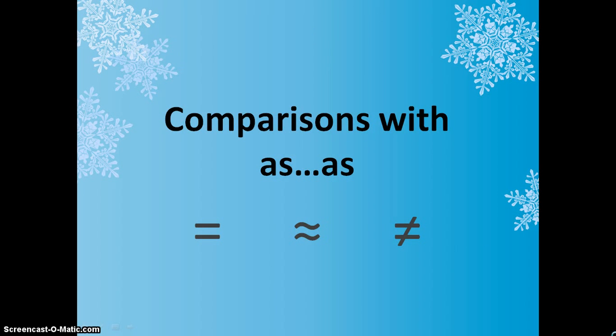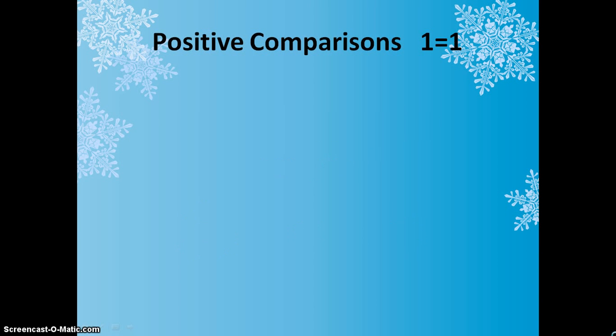Now, here's the title screen again. You'll notice I have 3 math symbols. There's a reason I put those there. Let's look at the first one, the equal sign. You know this is our positive comparison. We used as, adjective, as already. But which one of those 4 adverbs can we add to make a positive comparison?